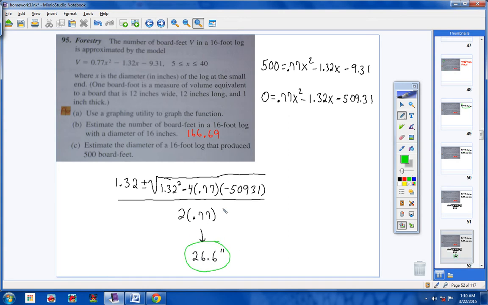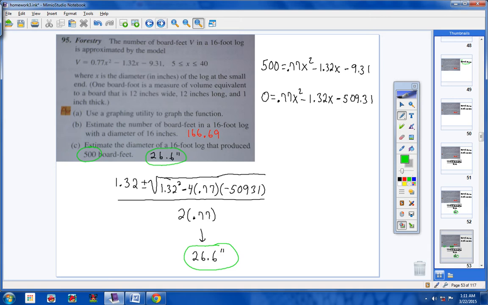Guys, I'm not being lazy. You're going to have to learn to do that on your own. You're either going to have to type this into your graphing calculator and look for the x-intercept, making sure to fix your window so that it fits your data, or you can use the quadratic formula. Either way, if you used your grapher, you would see the graph will cross the x-axis at 26.6. So that's the diameter you would need from a 16-foot log to get 500 board feet.